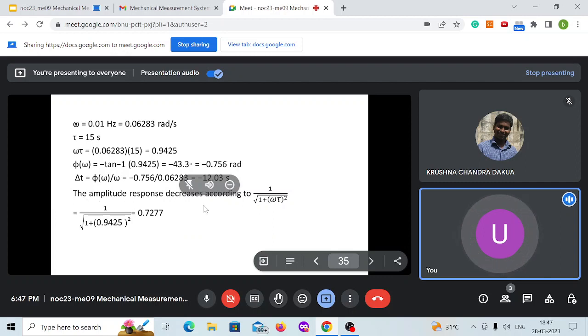Then the amplitude response decreases according to the amplitude ratio, which equals 1 over root of 1 plus omega tau squared. We have already calculated omega tau as 0.9425, so the square of that gives 0.7277. So the ratio of the amplitude will be 0.72 times the input amplitude. So that is what has been asked.